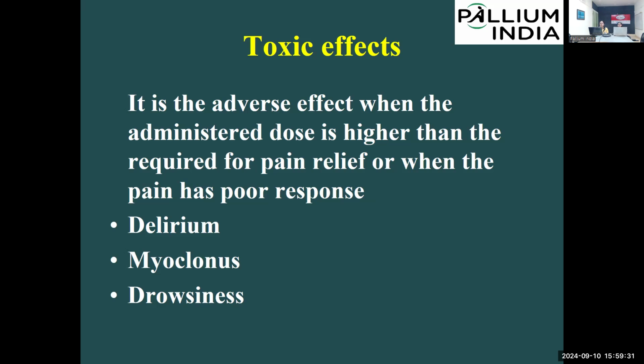What are the toxic effects of morphine? The patient can develop delirium, myoclonus, jerky movement, and drowsiness. So we said drowsiness can occur for the first few days, but it doesn't get over. And if the patient is continuously having extreme drowsiness, then that needs to be handled separately. There are chances of toxicity and we need to address that. We need to either reduce the dose of morphine or look for whether there are any other signs of toxicities and adjust the dose.